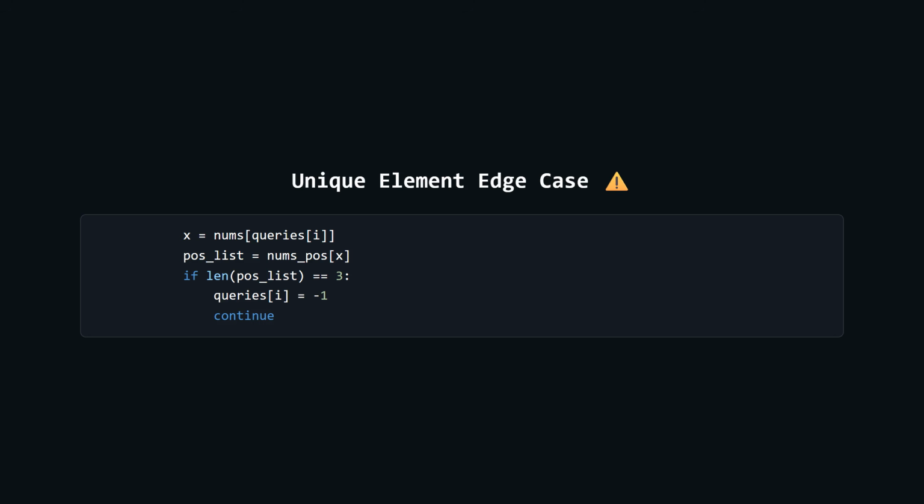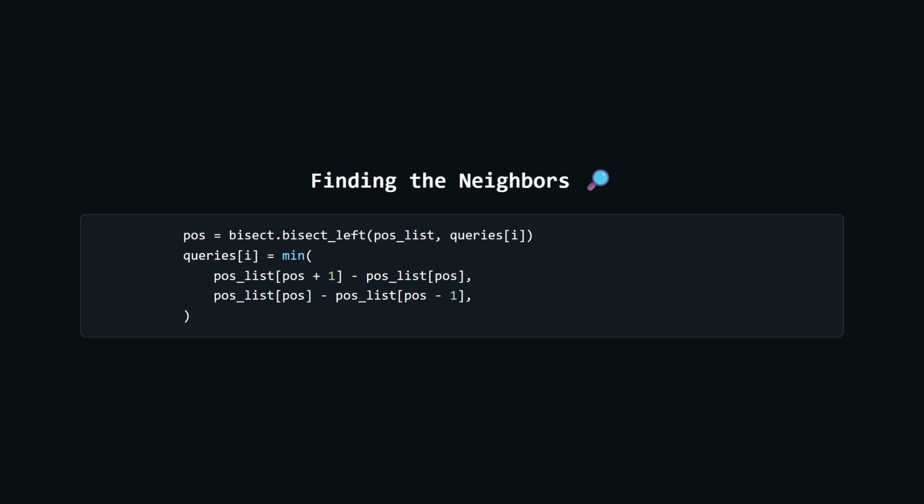Now we process the queries. What if a number is completely unique, like the number 4 in our example? Well, its position list will only have its one real position, plus the 2 fake ones we just added. If the length is exactly 3, we know it's unique, so we just set the answer to -1 and move on. If it's not unique, we use binary search to quickly find exactly where our query position sits in our list of matches. Then, we simply calculate the distance to the neighbor right in front of it, and the neighbor right behind it, and save the smaller number.